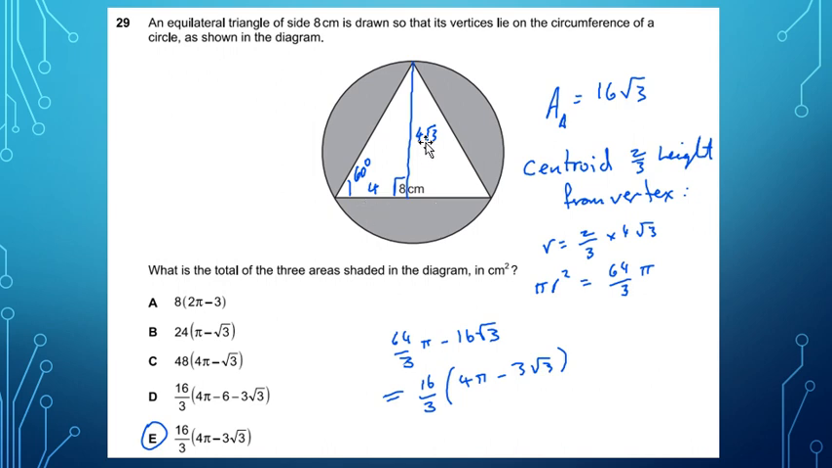And we've got 4 root 3 must be the height, because we've got the adjacent, so we can use tan 60, and we need to know that tan 60 is root 3. Okay, and that's how we're going to get 4 root 3 for the height. Right, what else does it say? What's the total of the 3 areas shaded?